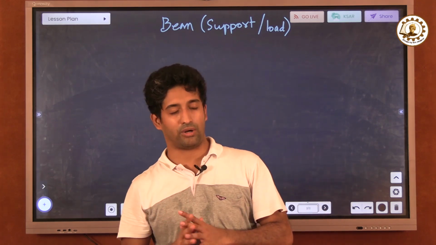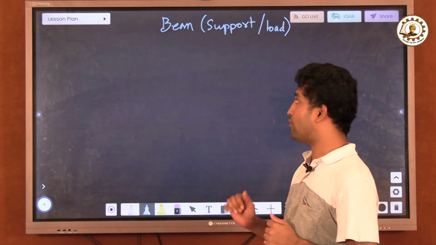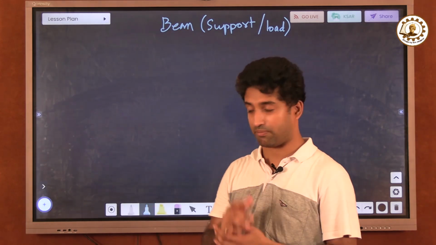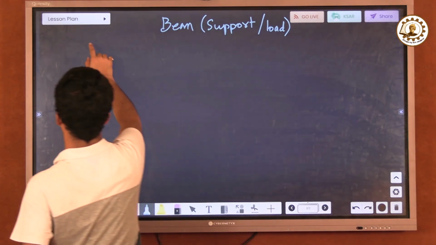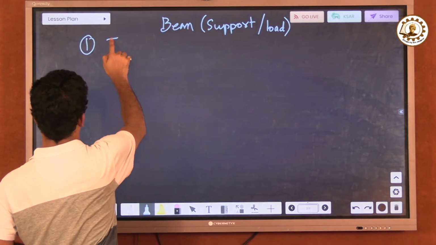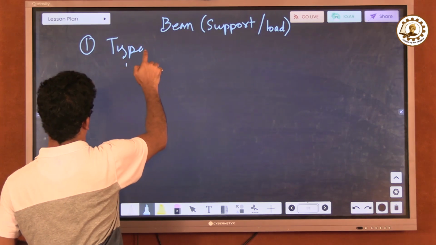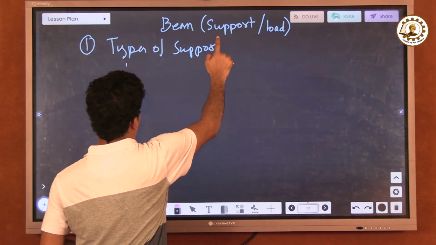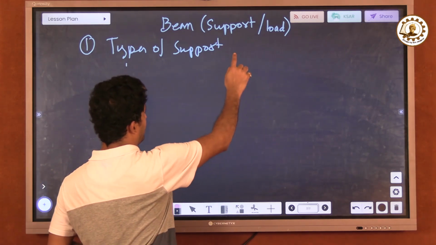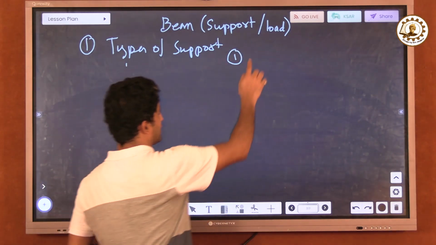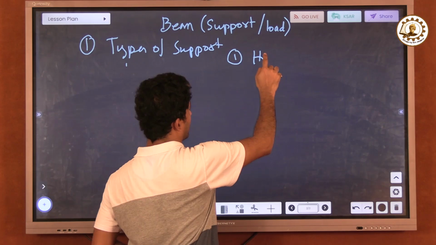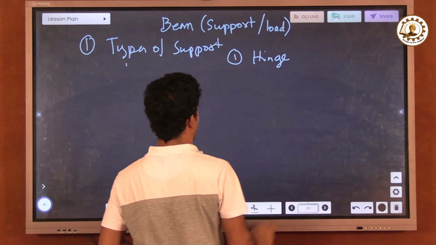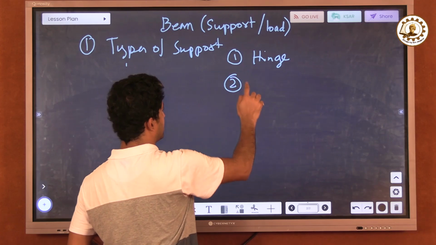Today I will be learning about beams, what their supports are, as well as the conventions we have in beams. Number one, what we have to first learn is types of support. Supports are of three types. One is hinge, H-I-N-G-E, hinge.